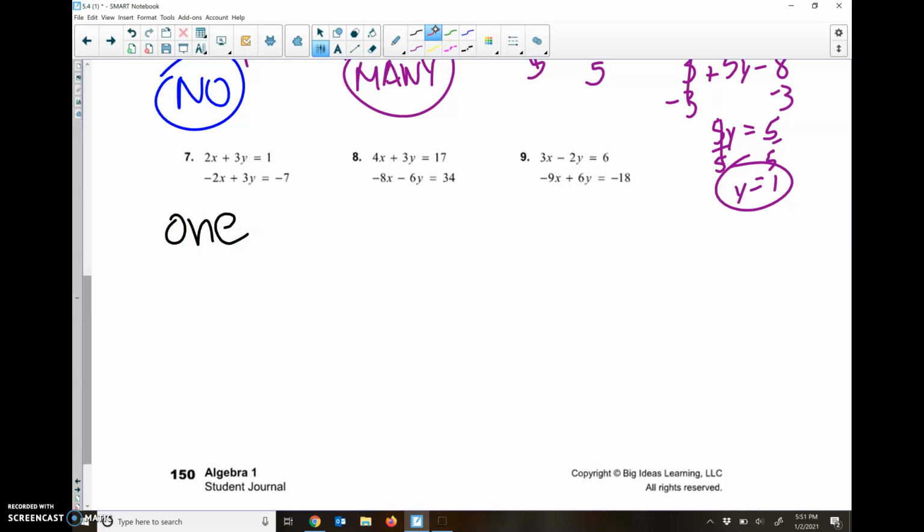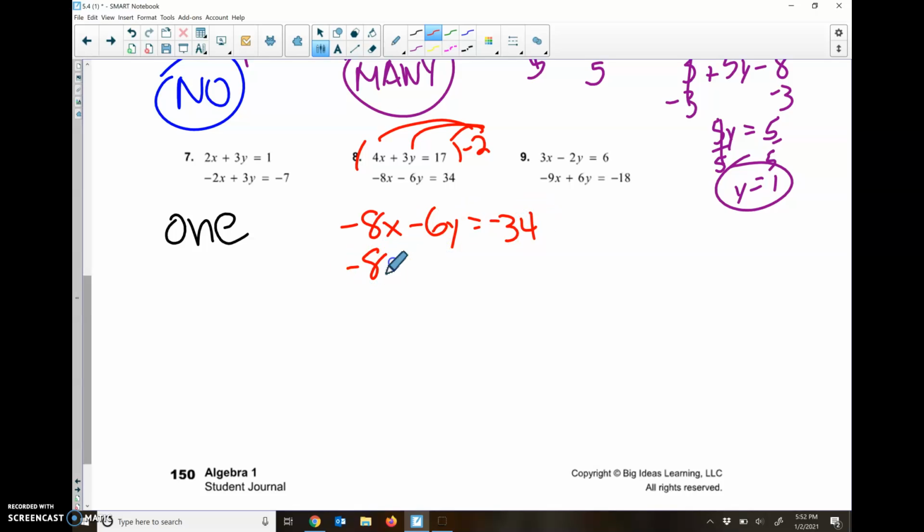So this one's going to be a one solution problem. Okay, here we got 4x and -8x. Okay, those aren't the same. 3y and -6y. Okay, those aren't the same. And 17 and 34. But can I multiply that top equation by something to make my x's and y's the same? And the answer is yes. I can multiply it by a -2. So everything gets multiplied by a -2. So I have -8x minus 6y equals a -34.